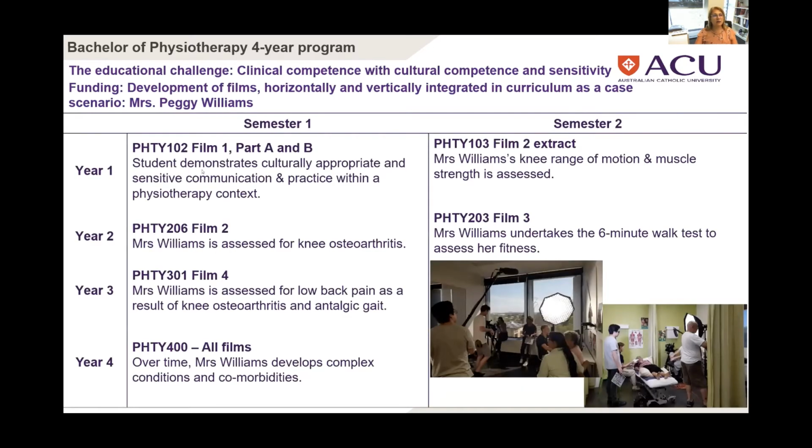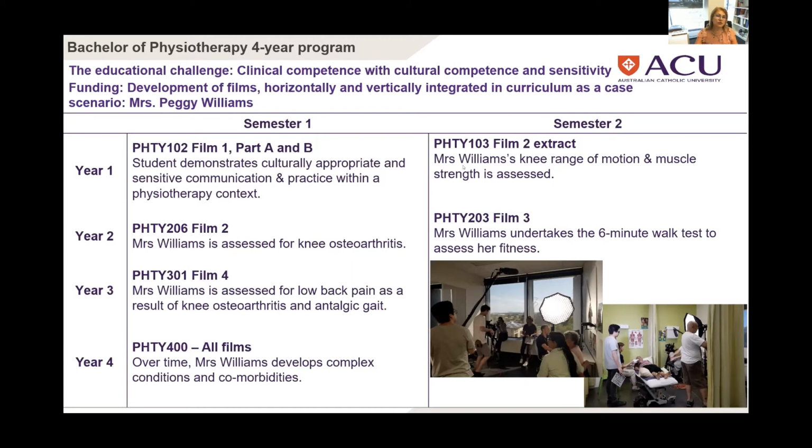But how did we vertically and horizontally integrate the films? So in our semester 1, first year, as soon as the students start the physiotherapy curriculum, they need to learn about communication and appropriate and culturally sensitive communication within the physiotherapy context. So film 1 goes into year 1, semester 1. I'm not going to describe all this in great detail now because I'll be showing you some examples.